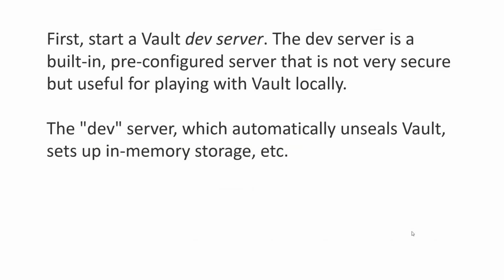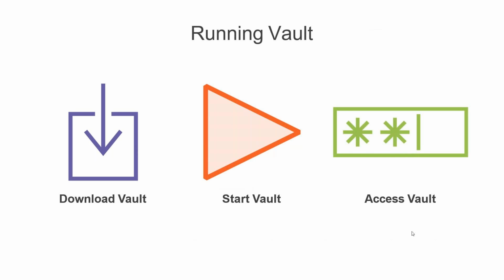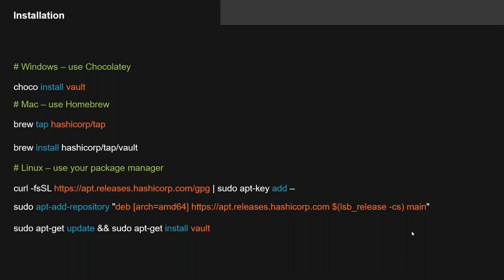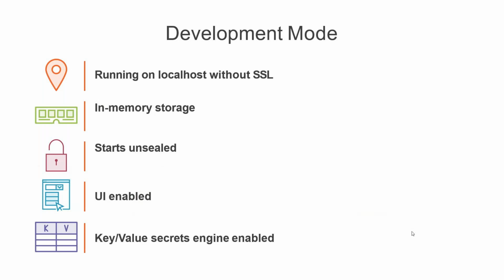Second advantage, when you set up dev mode, there is one concept called sealing and unsealing. If you seal a vault, then before using it, you have to unseal it. But if you start in dev mode, you don't have to unseal it because it's already unsealed. So running the vault is simple: download, start, and access. Nothing great about it. Now these are the commands which I'll show you in the demo in a few minutes. Development mode means running on localhost without SSL. Storage is happening in memory.